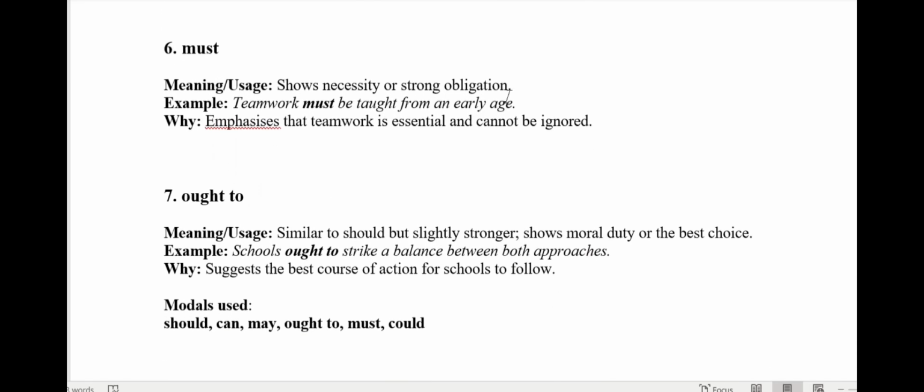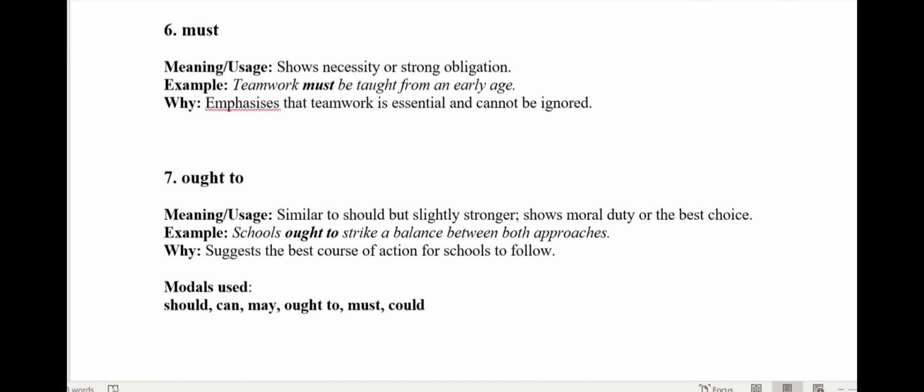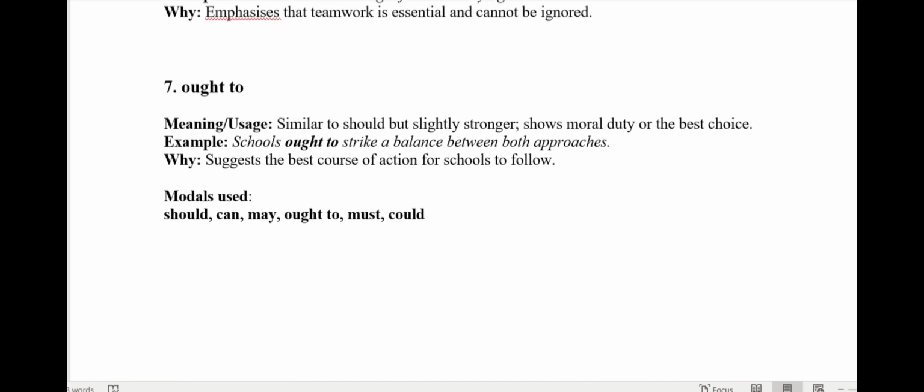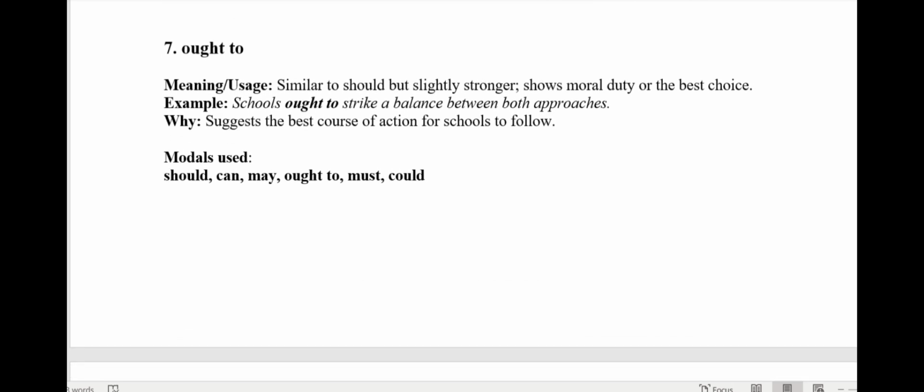Teamwork must be taught from an early age. It is emphasizing that teamwork is essential and it should not be ignored. Hope the usages are clearly explaining to you. Understand the sentences properly. The next word is ought to.